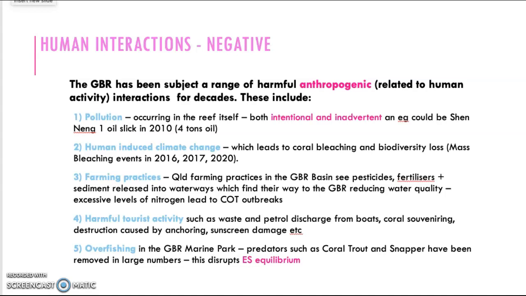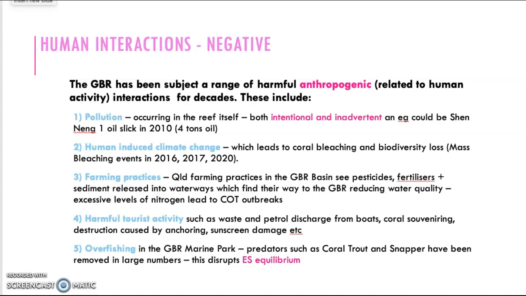Human-induced climate change is also a negative interaction, and we've talked about this a lot already. It leads to things like coral bleaching, loss of biodiversity, increased ocean acidification, etc. Farming practices, we've also talked about the idea of banana plantations and sugarcane crops, which use fertilizers and pesticides, which then run off into the reef. These can cause crown of thorns starfish outbreaks and also change the nutrient levels of the water too.